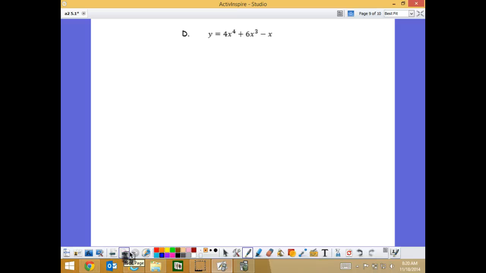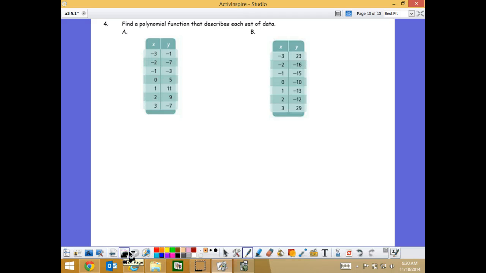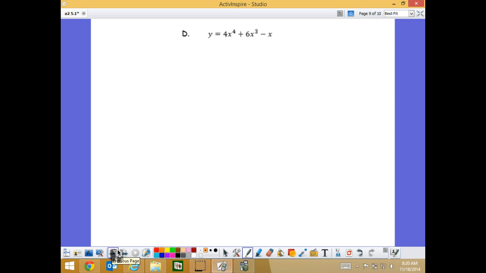And we've got one more that we will graph. I'm guessing that 10th page is a blank page. Might be left over from before. Now, in this case, this is the last graph we are going to do.